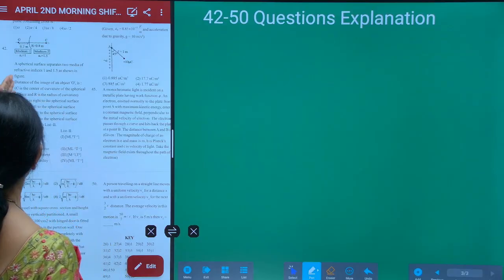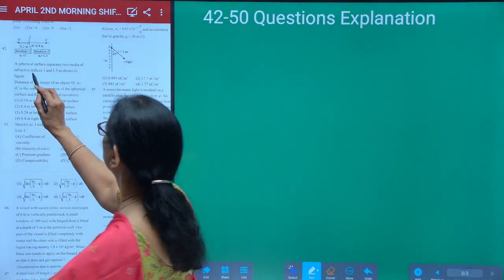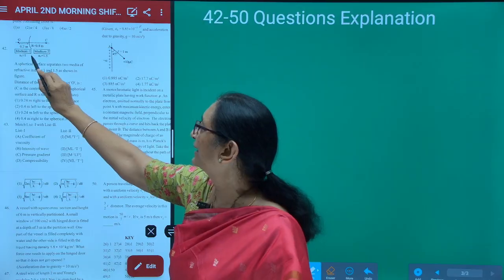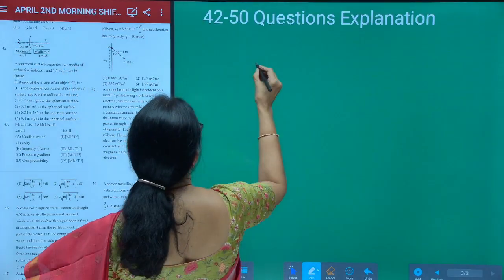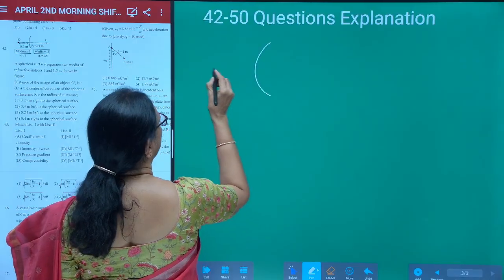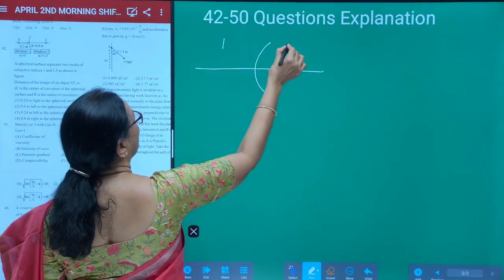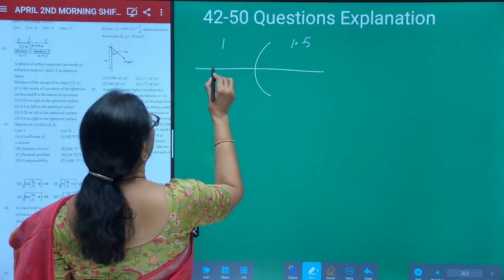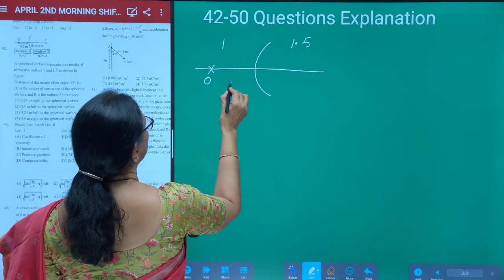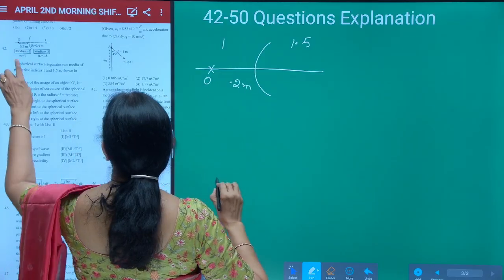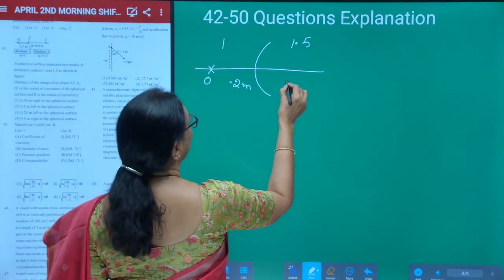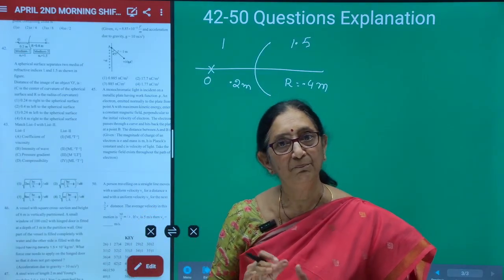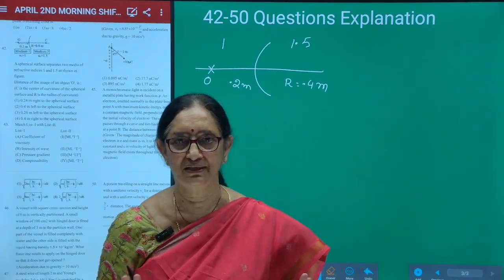See here, read the question carefully. This is question number 42. A spherical surface separates two media of refractive indices 1 and 1.5. So, this is the spherical surface separating two media of refractive indices 1 and 1.5. In the question it is given an object is placed at a distance 0.2 meters here and the radius of curvature of this curved surface is given as 0.4 meters. Find the image distance, that is all.